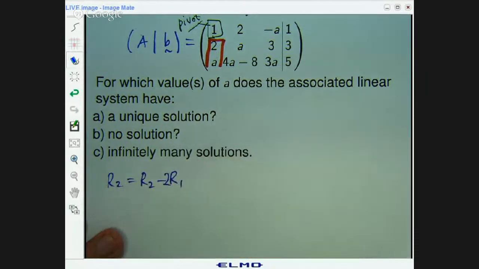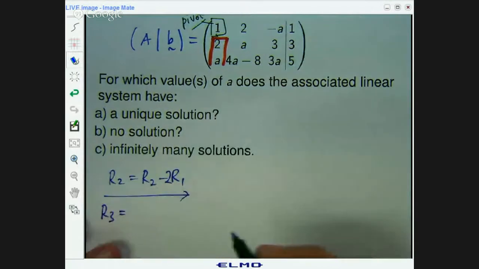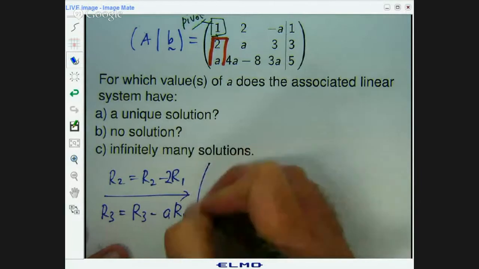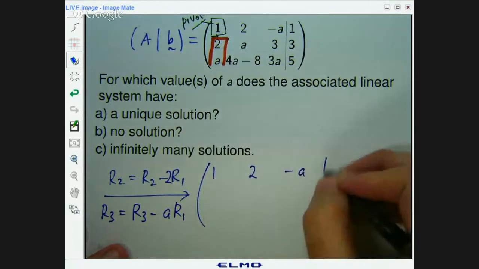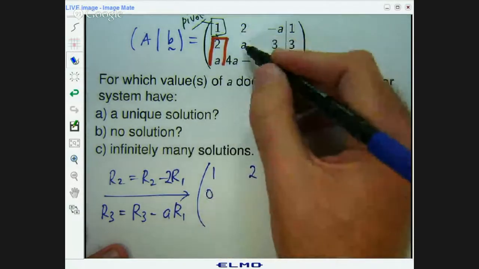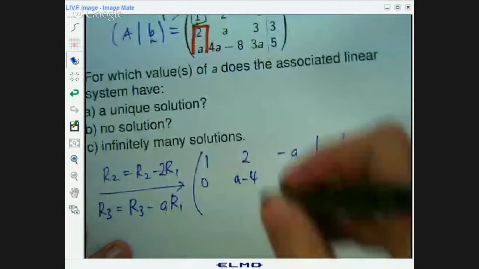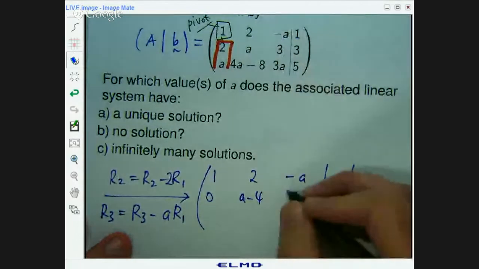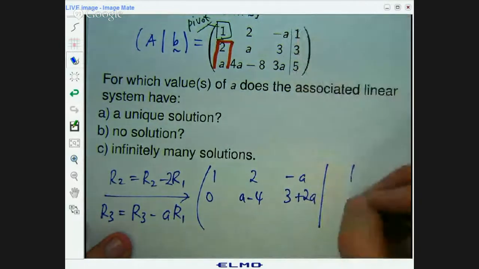Row 2 equals row 2 minus 2 row 1. And row 3 equals row 3 minus a, little a, times row 1. Okay, so let's do that. So 1 to negative a 1. So that'll become 0. a minus 2 times 2, a minus 4. 3 minus 2 times negative a, that's 3 plus 2a. And 3 minus 2, that'll give you 1.